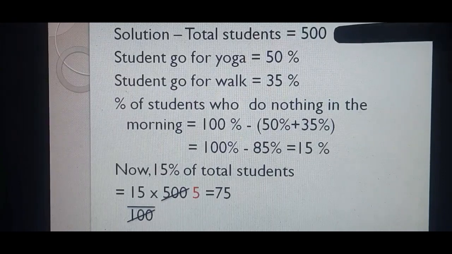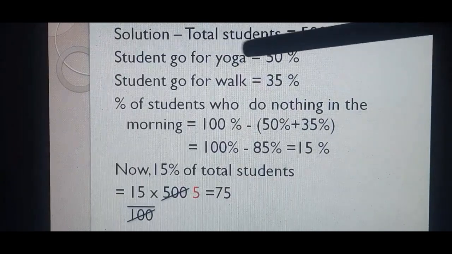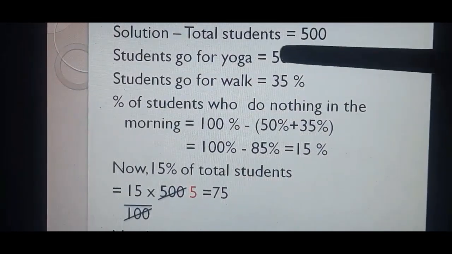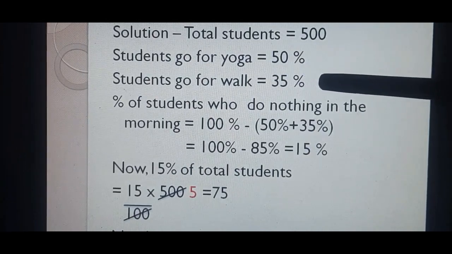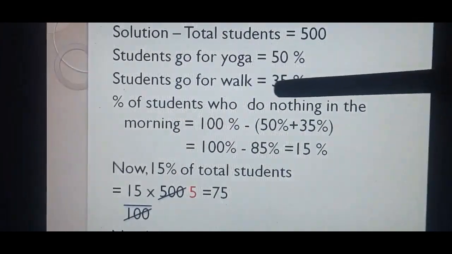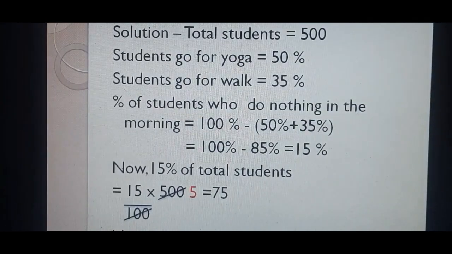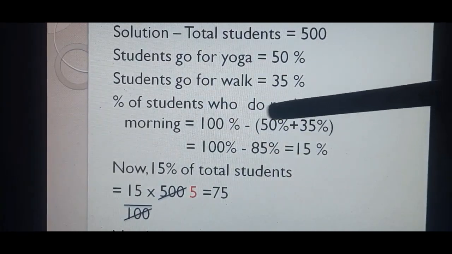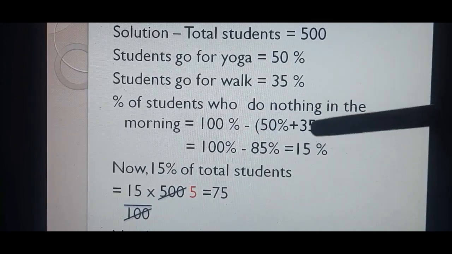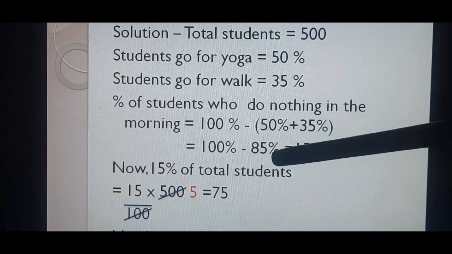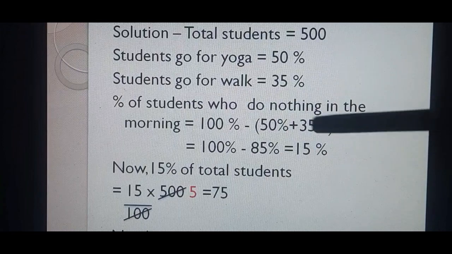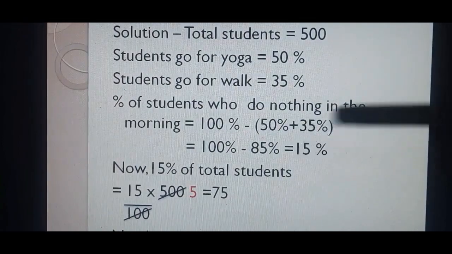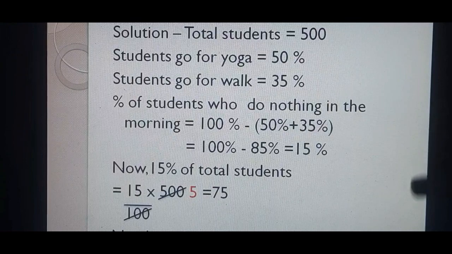Total students 500. You have seen here that 50% students do yoga and 35% go for a morning walk. Percentage of students who do nothing in the morning. 100% if total are there, 100%. 50% plus 35%. ये वो बच्चे हैं जो कुछ ना कुछ कर रहे हैं. So total is 85%. 100% minus 85% is equal to 15%. 15% students कुछ भी नहीं करते मॉर्निंग में अपने आप को फिट और हेल्दी रखने के लिए.